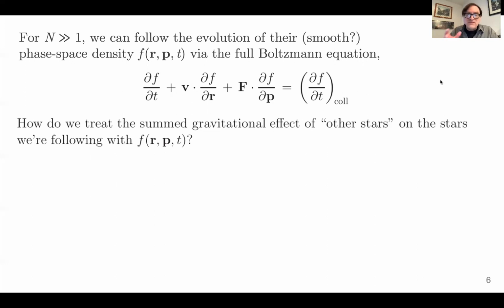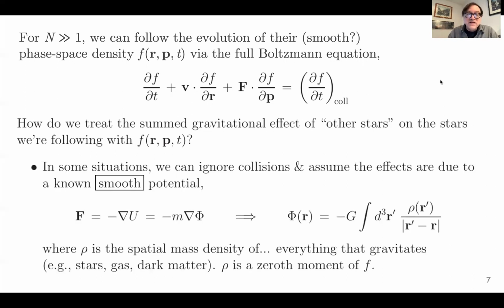And in gravity, we have to think about this force a lot, right? Because the force is generated by all of the particles in the system. And even if we can ignore collisions, we still have to take account of this dependence of the force on the distribution itself, right? The force is just minus the gradient of the potential, and you can write the potential, and we'll make use of this a lot later.